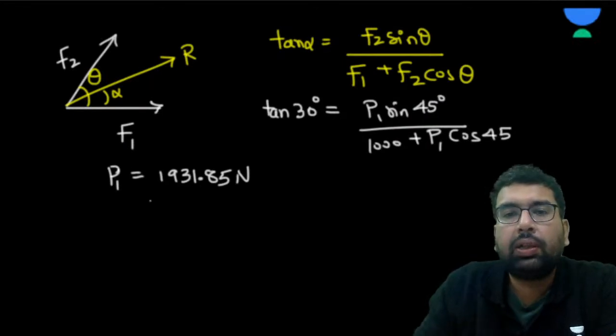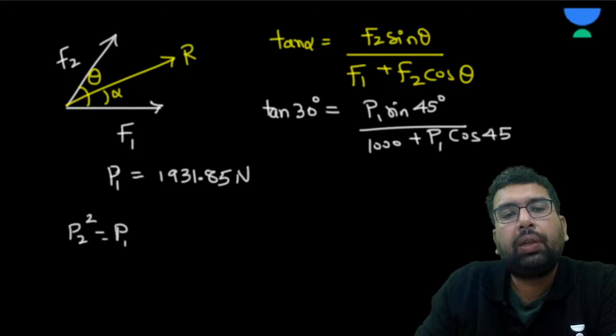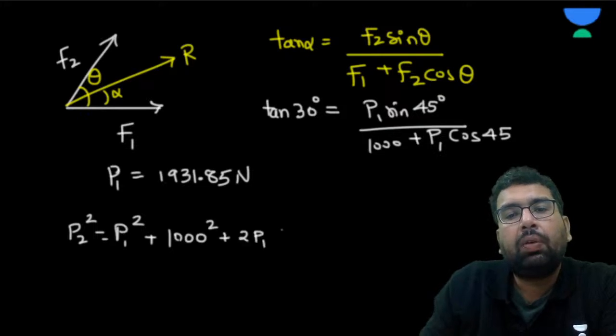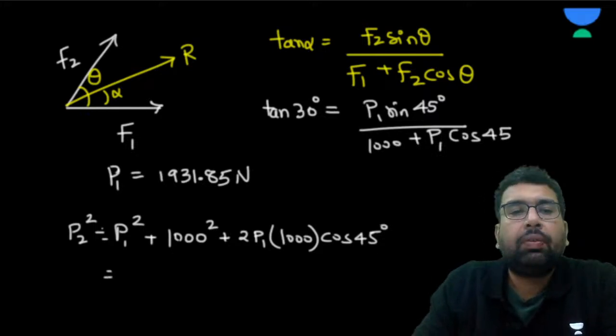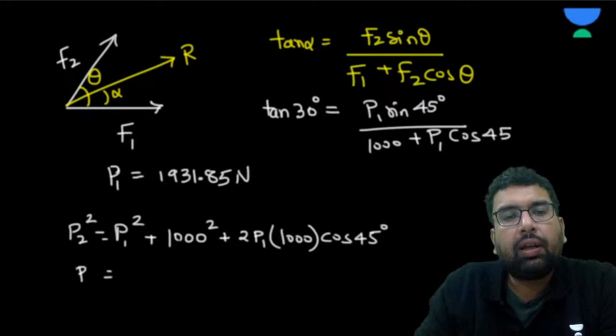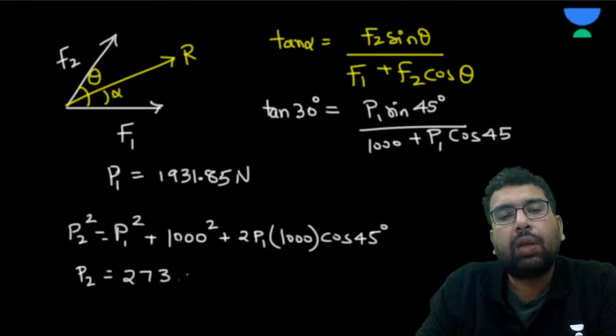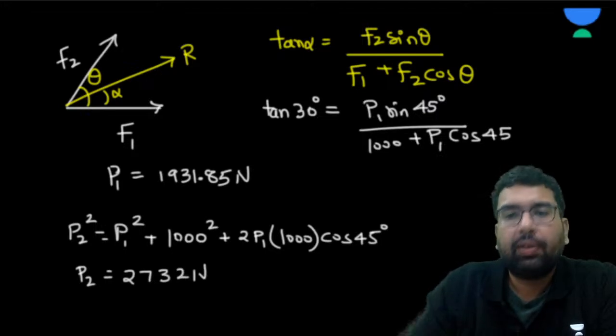But they are asking you the resultant, which is P2. So P2 squared is equal to P1 squared plus 1000 squared plus 2 times P1 times 1000 times cos theta, that is cos 45, isn't it? P1 we have already got. So once we have P1, we can put it into this formula, and definitely we can get P2 also. So P2 is 2732 Newton. So this is how we can approach this question, right? Easy, no?